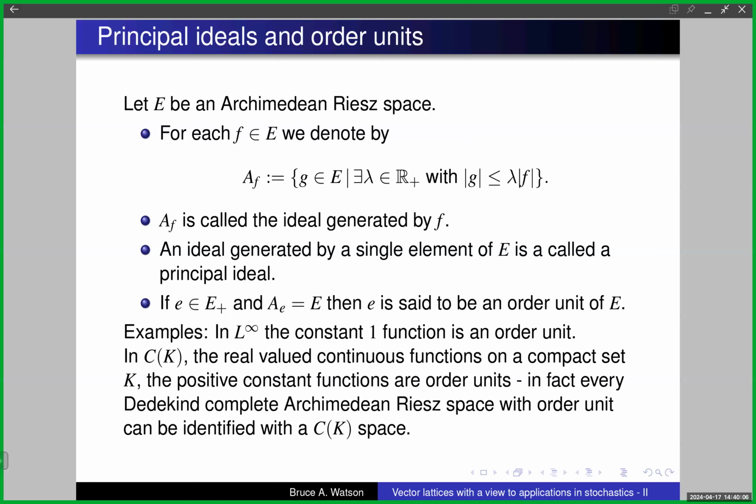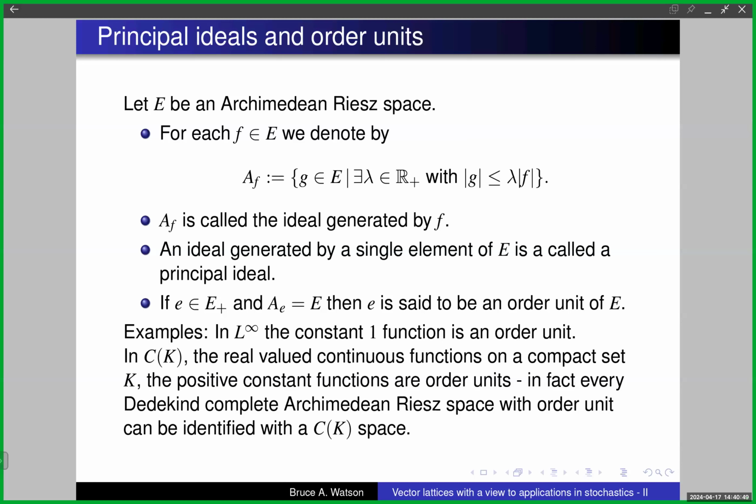And this leads us to our next concept, which is: what happens if there is an element e in the positive cone of E so that A_e, the ideal generated by e, is in fact the whole space? Then we say that e is an order unit for E, or order unit of E. Not all Riesz spaces have order units.